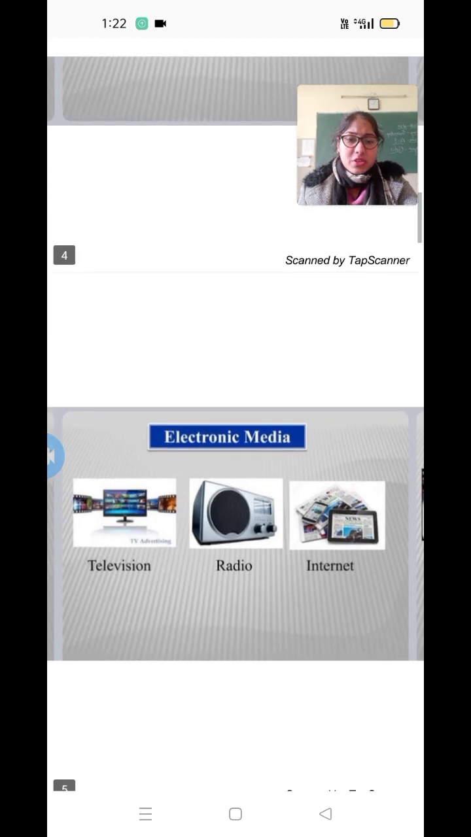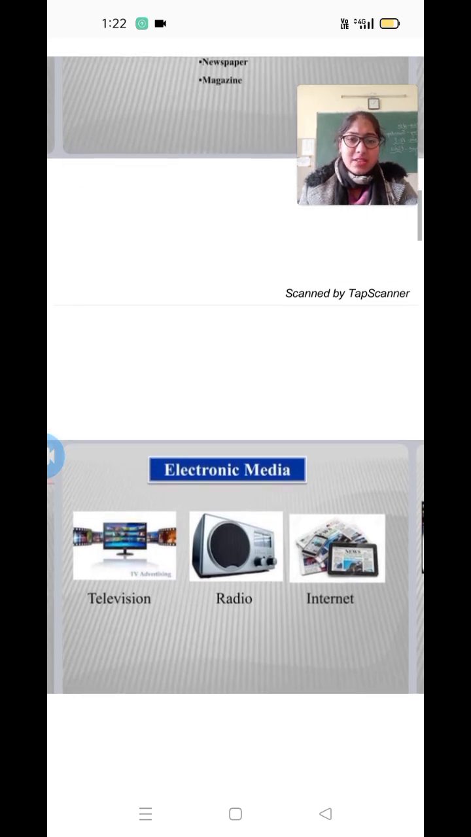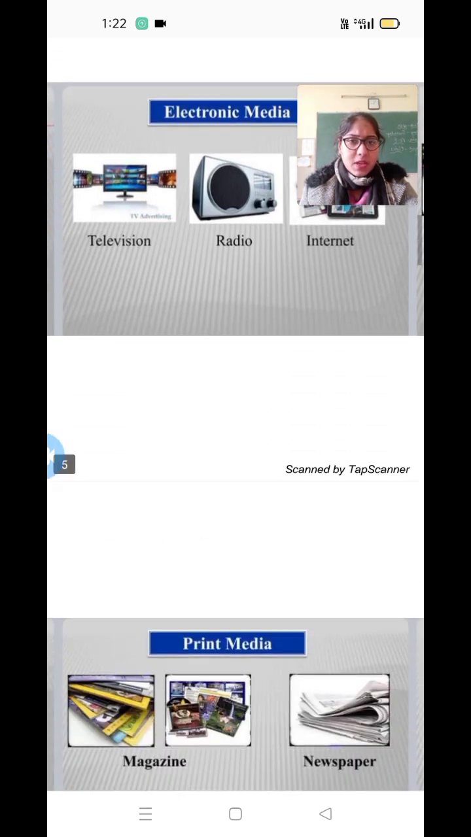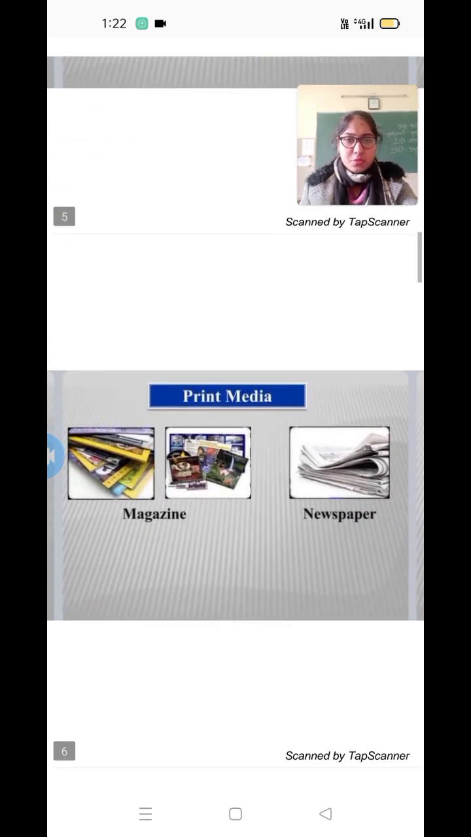I can show you the pictures also. Radio, internet, and TV are all electronic media. And now you can see pictures of print media: magazines, journals, pamphlets, and newspapers are all examples of print media. So I hope you are clear with the meaning of media, the meaning of mass media, and the forms of media, that is, electronic media and print media.